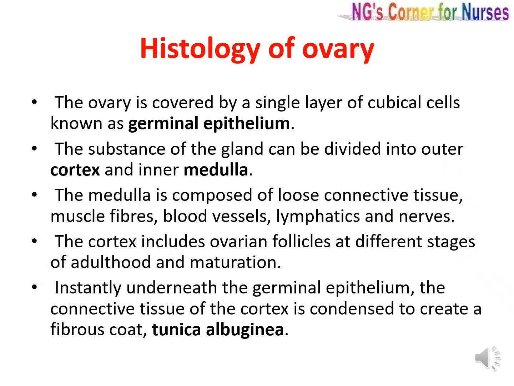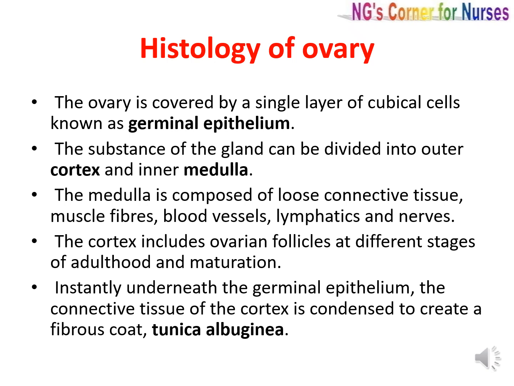Next, coming to the histology of ovary. The ovary is covered by a single layer of cubical cells which is known as germinal epithelium, and the substance of the gland can be divided into outer cortex and inner medulla. The medulla is composed of loose connective tissue, muscle fibers, blood vessels, lymphatics and nerves, and the cortex includes ovarian follicles at different stages of maturation.